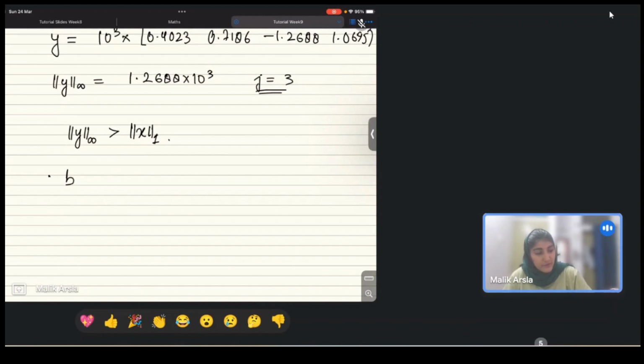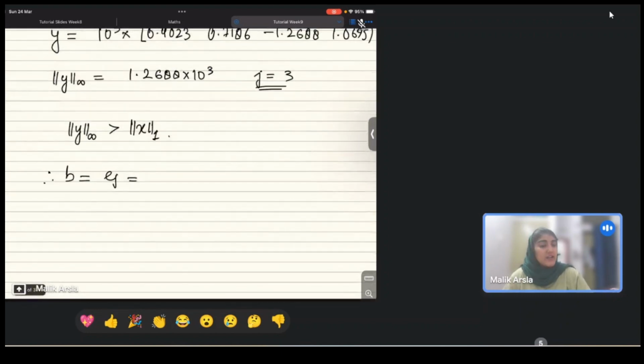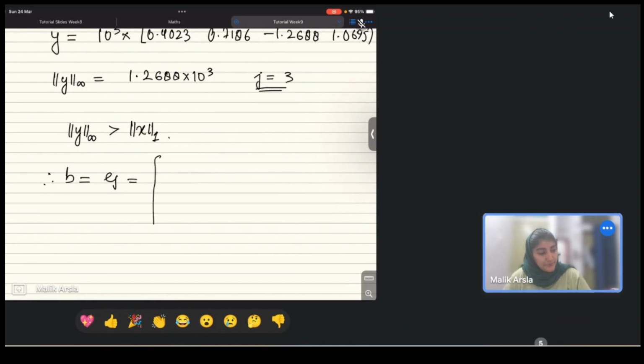So b is what? We say b is the e_j vector. e_j means that for the j equal to 3 that we have gotten here, that entry is going to be 1 and the rest are going to be 0. So it is e3 here, so it will be 0, 0, 1 and 0. Now after doing this, we will again follow the same procedure.